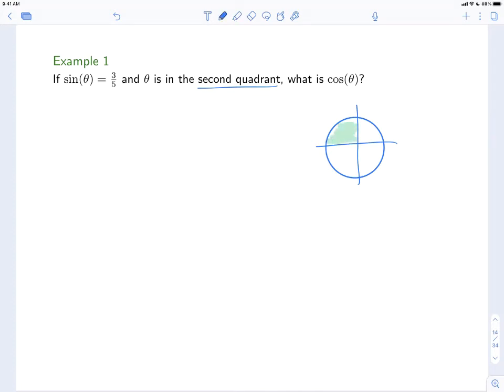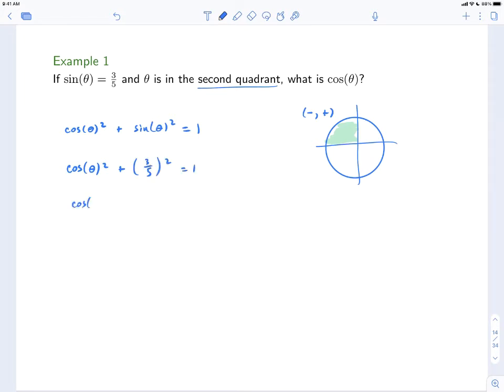In particular, what that means is that cosine is going to be negative and sine is positive. Well, we see that sine is positive, but what we need to keep in mind is that cosine is going to be negative. That's going to be important in a moment. So we're going to use the Pythagorean identity. Cosine of theta squared plus sine of theta squared is equal to 1. Now we know what sine of theta is. It's 3 over 5. So we have cosine theta squared plus 3/5 squared is equal to 1.